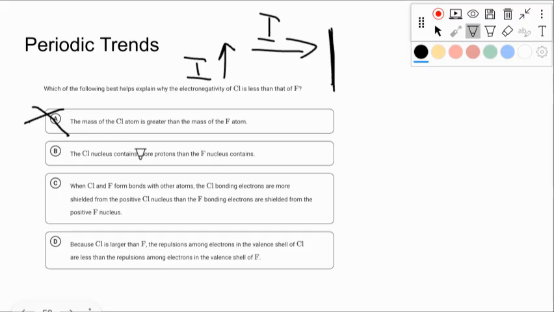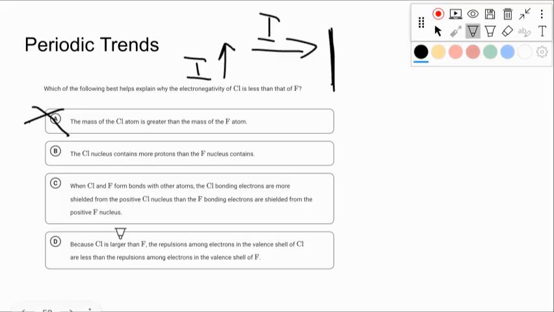So that is a true statement because chlorine has an atomic number of 17. Fluorine only has an atomic number of 9. This one says when chlorine and fluorine form bonds with other atoms, the chlorine electrons are more shielded from the positive chlorine nucleus than the fluorine bonding electrons are shielded from the positive fluorine nucleus, which is also going to be a true statement. But that, again, doesn't have any bearing in this concept, because it's asking why is chlorine a larger size than fluorine, or why is chlorine's electronegativity smaller than fluorine's?